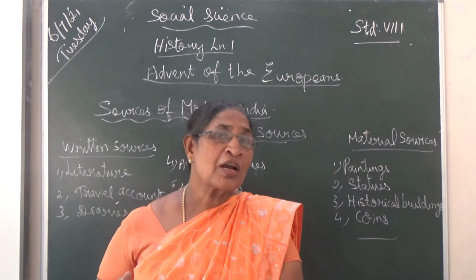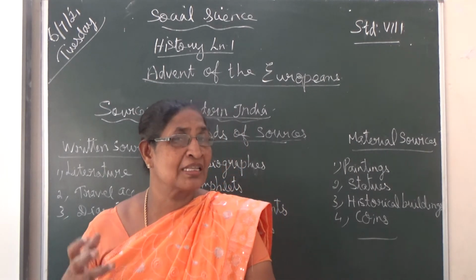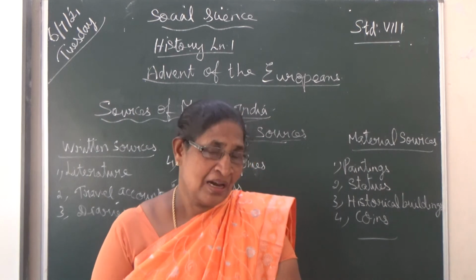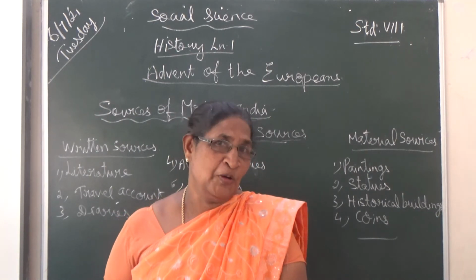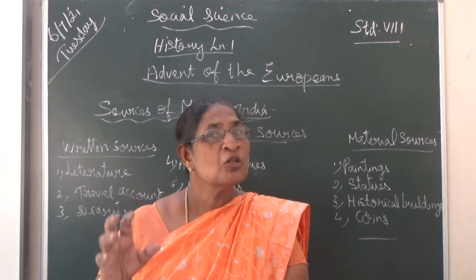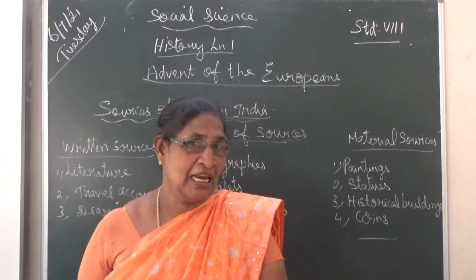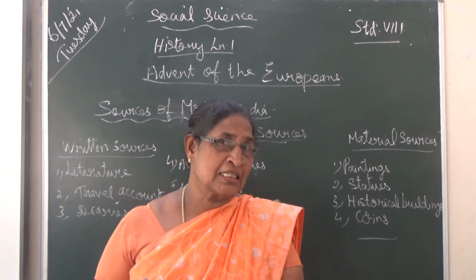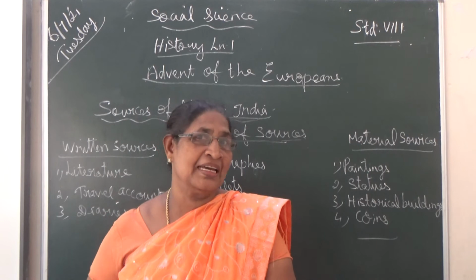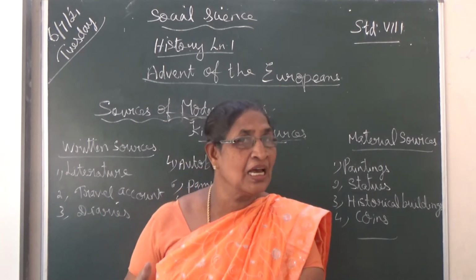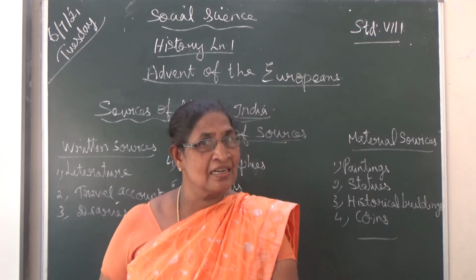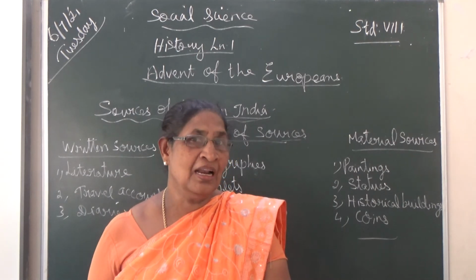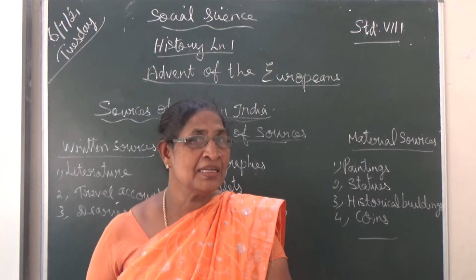Then how can we know about the arrival or the coming of the Europeans? With the help of the sources. We have sources at the international level and the regional level. International means world level and regional means state level.